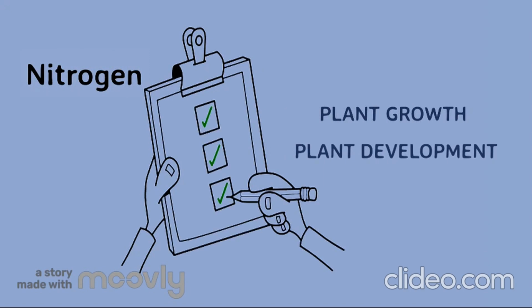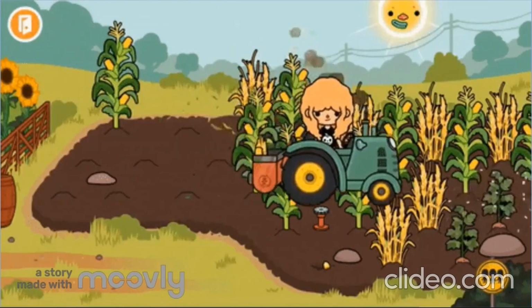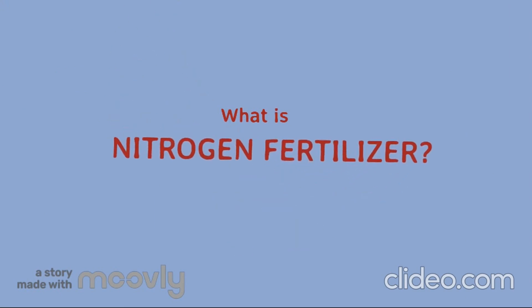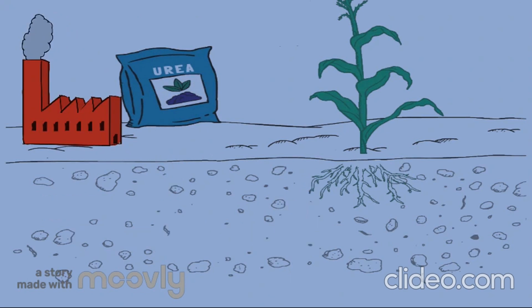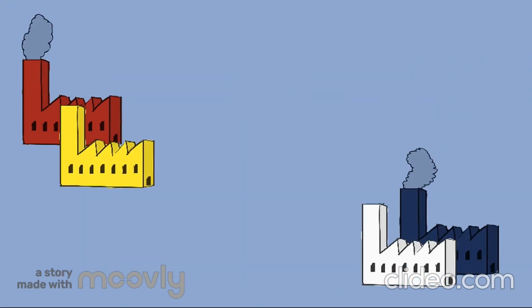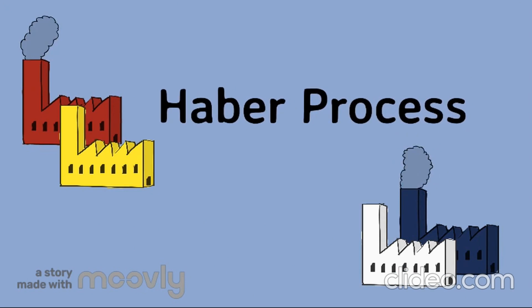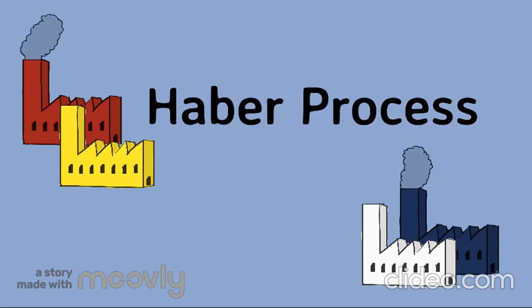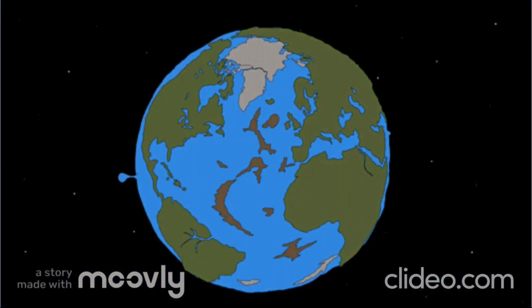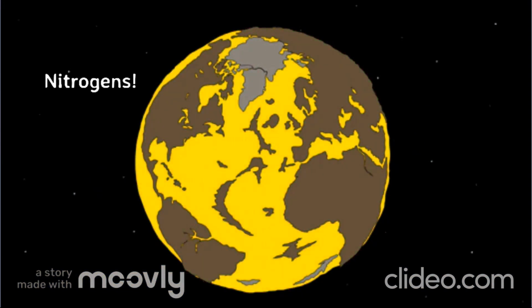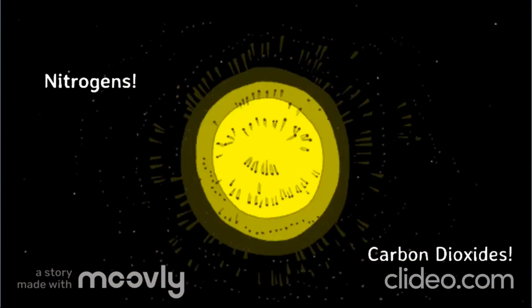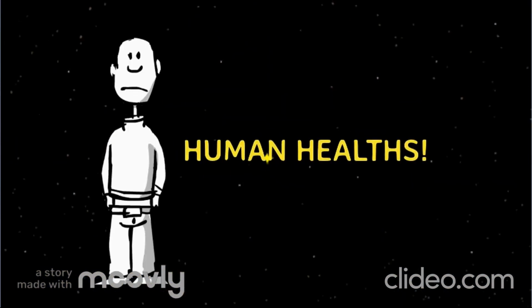Much of this nitrogen is provided to cropping systems in the form of industrially produced nitrogen fertilizers. What is nitrogen fertilizer? Nitrogen fertilizer is a synthetic fertilizer produced by a traditional industrial process called the Haber process. Use of these fertilizers has led to worldwide ecological problems such as the greenhouse effect and high emission of nitrogen and carbon dioxide. Also, it may affect human health in the long term.